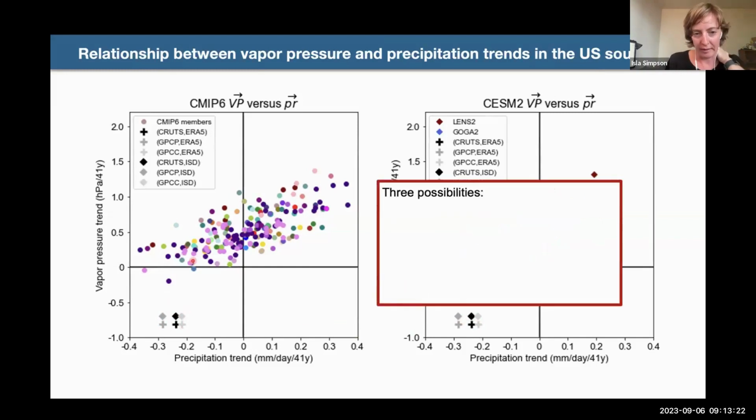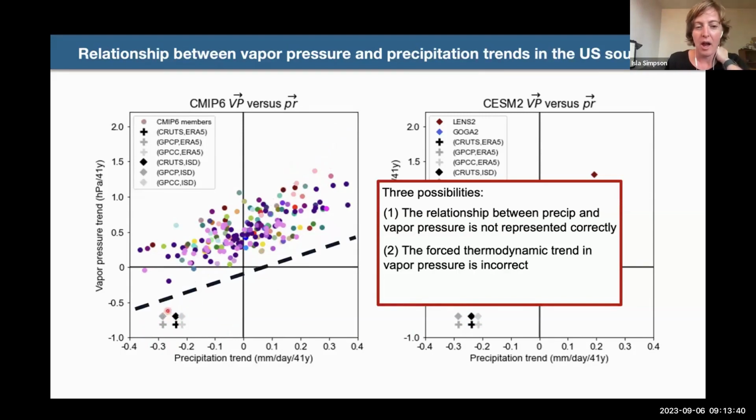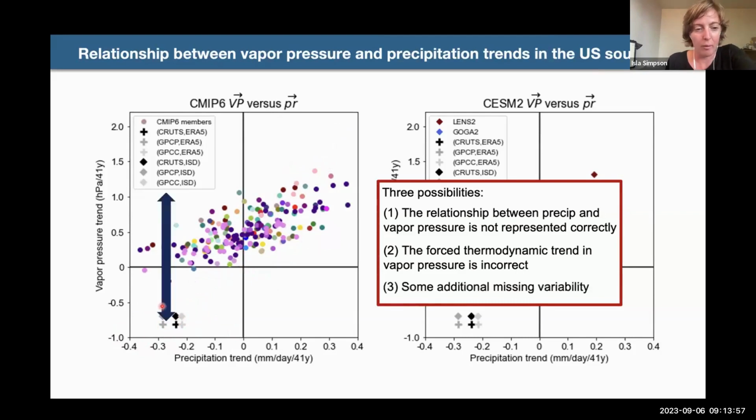So this raises 3 possibilities. One is, are we getting this relationship between precipitation trend and vapor pressure trend wrong? Should it actually be steeper in the models, so that with this precipitation decline, we can have a bigger vapor pressure decline? Another possibility is, are we getting this forced thermodynamic rise in water vapor, which shifts all these model points up on the y-axis, too large in the model? Should it really be closer to 0 so that this relationship can then encompass the observations? A third possibility is, are we missing some additional variability in vapor pressure that's unrelated to precipitation? Should our residuals around this relationship be much more spread out so that they can encompass the observations?